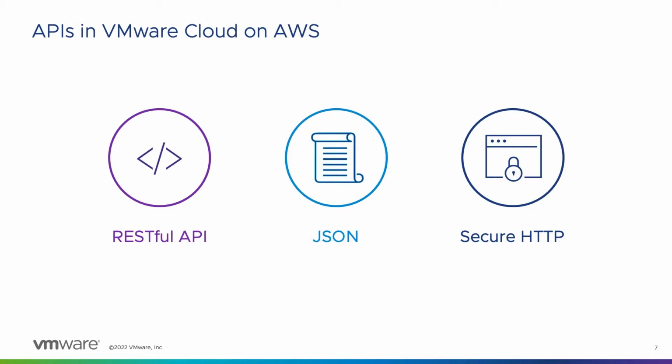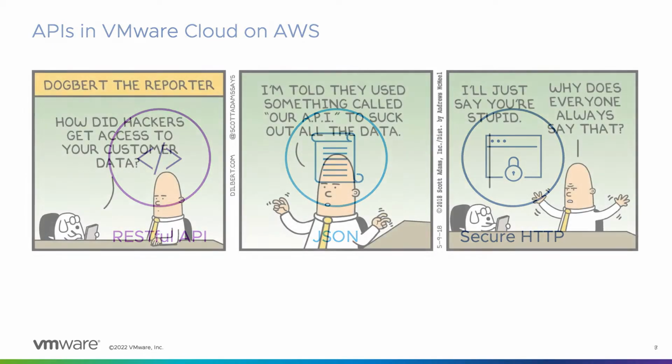APIs can allow you to pull a whole bunch of data from something like an SDDC or make drastic system-wide changes. So it is imperative that it is secure and only authorized users are accessing the API. Otherwise, you end up with a situation like this.